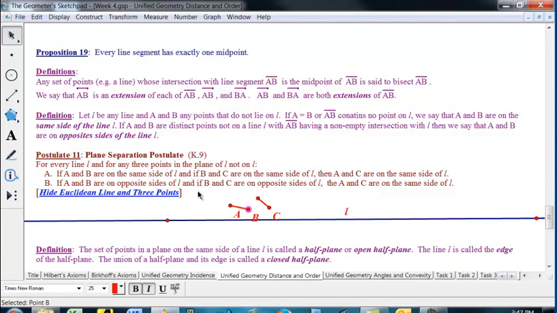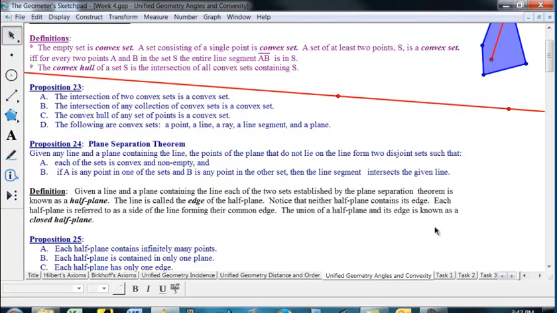If A and B are on opposite sides of L, and B and C are on opposite sides, then A and C are on the same side. So we have that basic setup. It seems somewhat obvious, and that's the case for a lot of our postulates. They're sort of things that seem to be obvious.